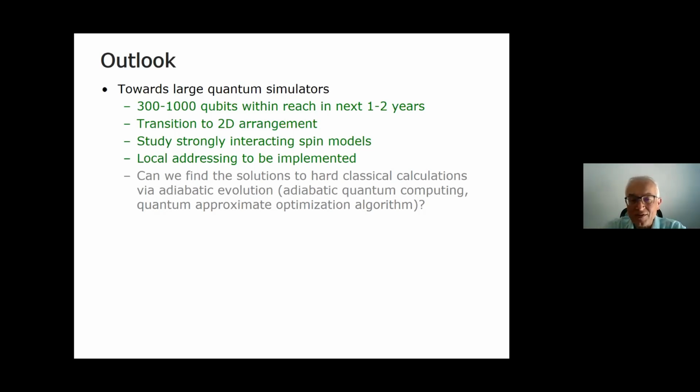And then, one really very interesting question: we have no doubts that this will be useful to simulate quantum systems and physics, but we are really interested whether this method can be used to find solutions to hard classical calculations. So can we use adiabatic evolution to find, for instance, an answer to a traveling salesman problem, or one of these recurrent problems, in a way that scales differently than classical computers?